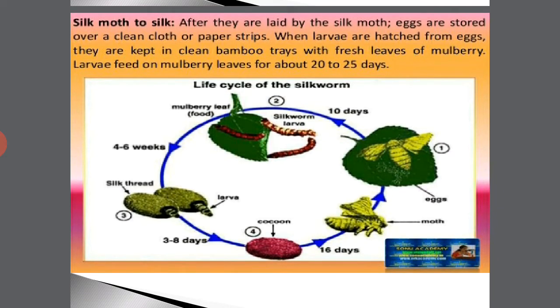After they are laid by the silk moth, eggs are stored over a clean cloth or paper strip. When larvae hatch from the eggs, they are kept in clean bamboo trays with fresh leaves of mulberry. The larvae feed on the mulberry leaves for about 20 to 25 days. You can see the life cycle and the number of days it takes.